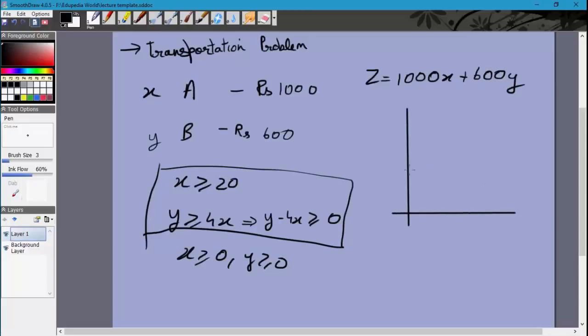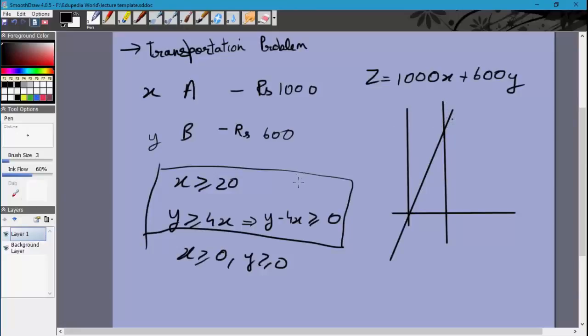X greater than or equal to 20 would be the plane to the right of this. Y greater than or equal to 4x. So y is equal to 4x means the slope is 4. So it would be something like this. For y greater than 4x, we need the outside of this. So the region is above this line and towards the right of this line. So this is the total region.